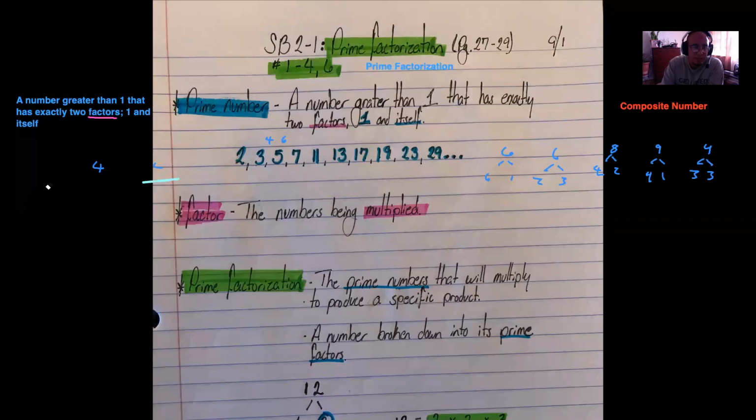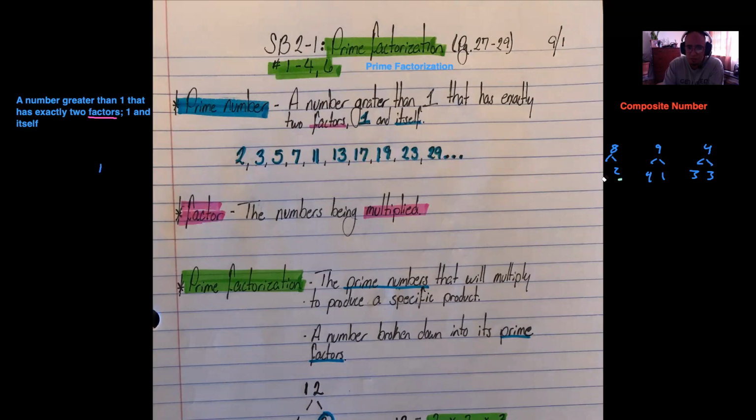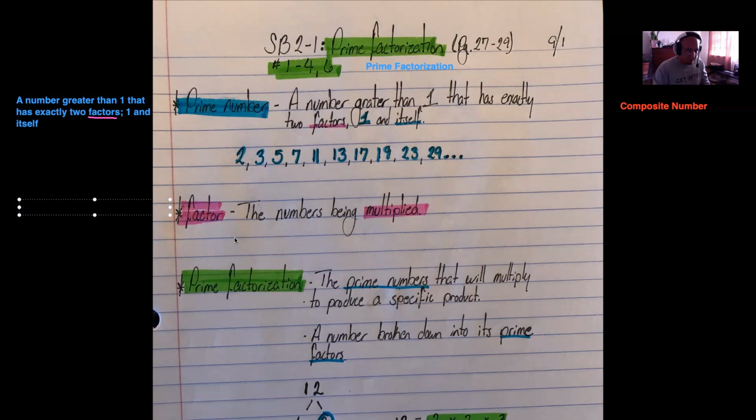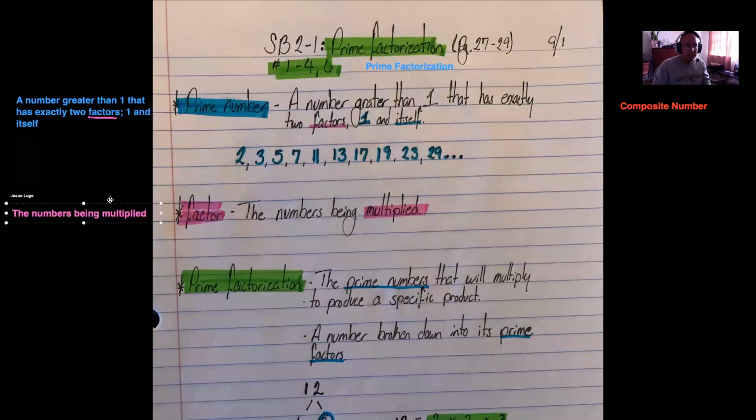Okay, we keep using this word factor. And it's in that title, Prime Factorization, prime factor. So let's review what a factor is. So a factor, ladies and gentlemen, is simply, when I'm talking about factors, I'm talking about the numbers being multiplied. Numbers being multiplied. And we had this example last week, if you remember.